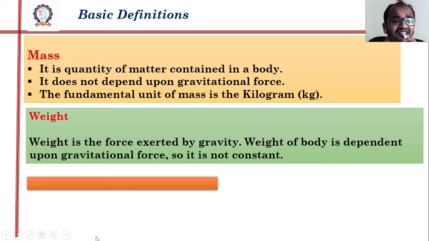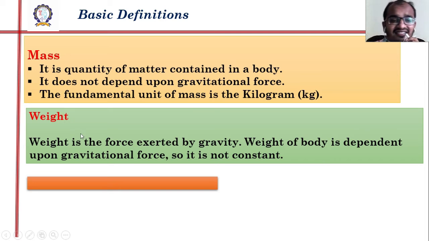Now the second definition is weight. Weight is basically the force exerted by gravity, and the weight of a body is dependent upon the gravitational force. So it is not a constant property, it will change because it depends upon gravity. The weight of a human on earth is different from the weight of a human on a different planet, because of gravity. So we cannot say it's a constant property, it will change according to the situation, but the mass will remain the same because it's independent of the gravitational force. That's how you can differentiate mass and weight.